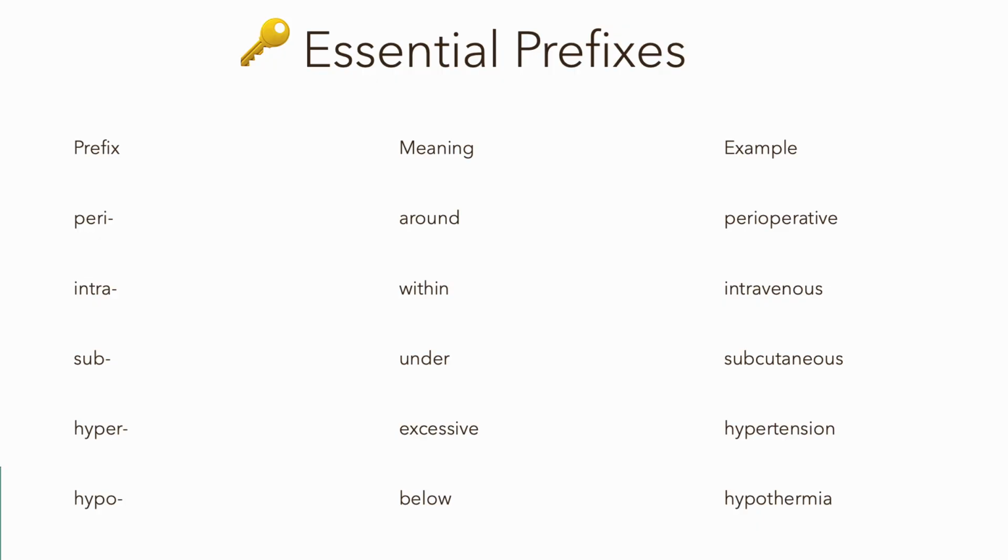So this is just giving you some examples of prefixes, right? The pre, or before part of the word, and you'll see some of these: peri meaning around, intra within, sub under, hyper excessive, right? So you can think of a hyperactive kid, they're excessively moving around. Hypo, below. So again, when you're trying to learn these terminologies, just link it to something you already know and it'll help you to remember it later.